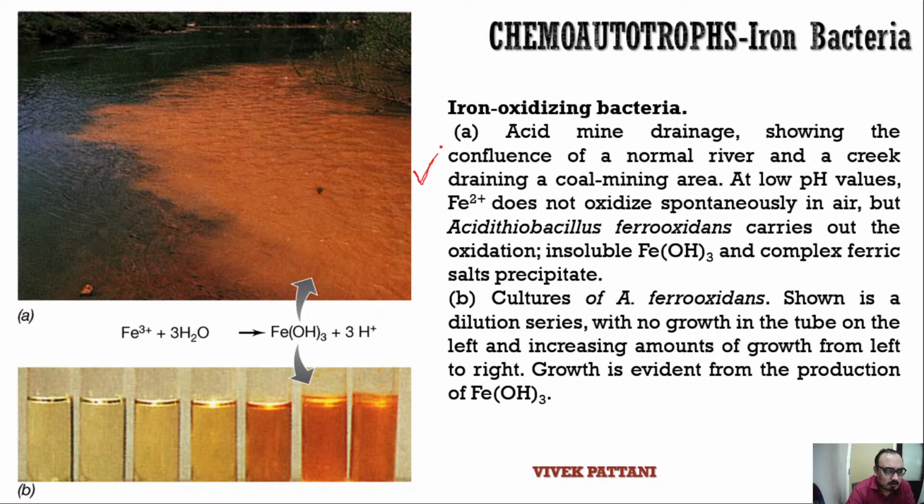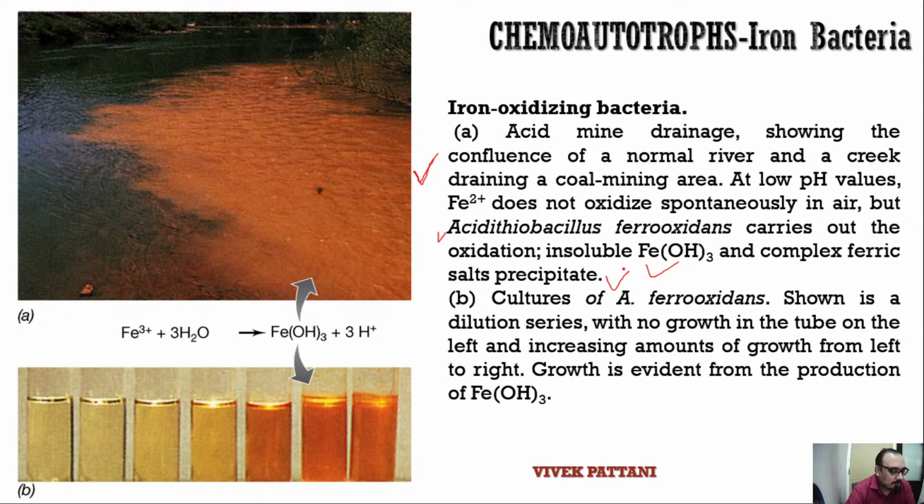The acid mine drainage showing the confluence of a normal river and a creek draining a coal mine area. At low pH values Fe2+ does not oxidize spontaneously in air, but the bacterium Acidithiobacillus ferrooxidans carries out the oxidation, and the insoluble Fe(OH)3 and complex ferric salts are basically precipitated.